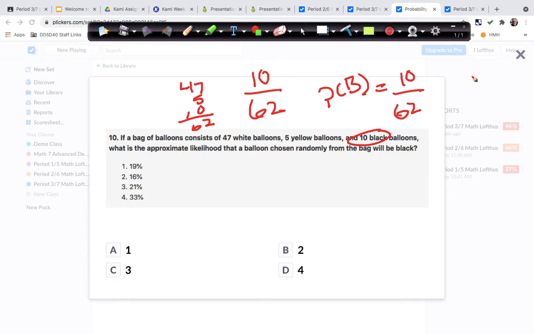So if I do 10 divided by 62, I'm going to get 0.162. It's going to keep going on. I would just grab a calculator to get that. And that rounds to right about 16%. So that's where we got that 16%.